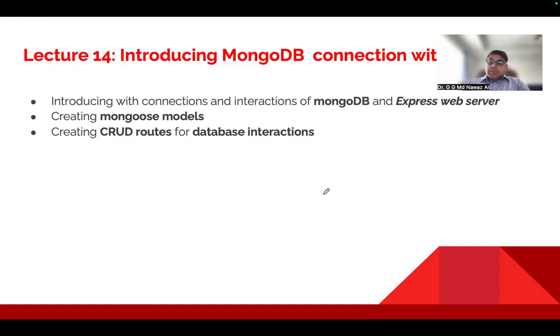So in this lecture, we'll see how to connect MongoDB with the Express web server. We'll use the Mongoose package to connect with MongoDB. Instead of using raw MongoDB, using Mongoose makes your life much easier for accessing the database. And we'll also see some very basic route creation to see the database interactions.